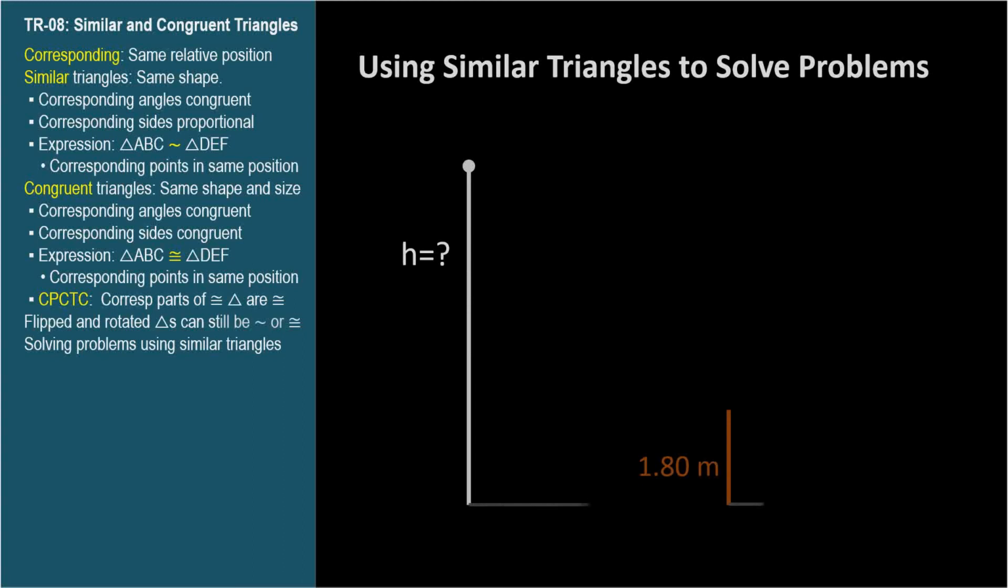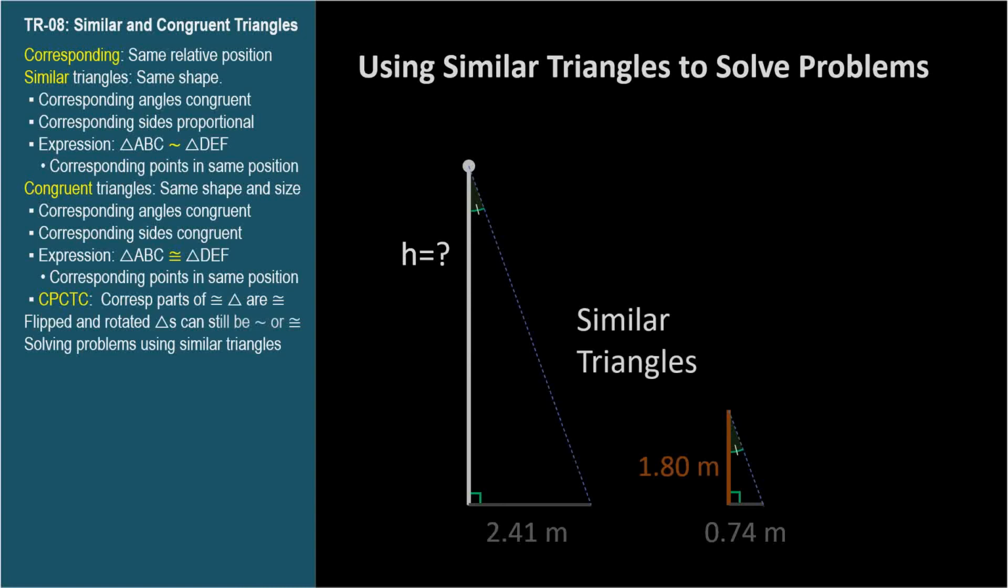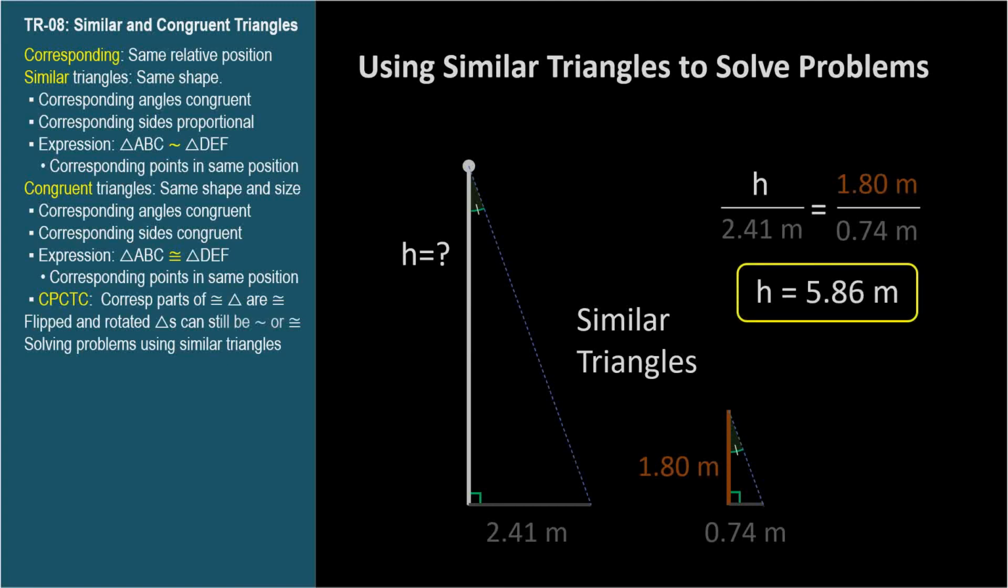We measure the shadow cast by both objects and construct triangles as shown. Since the sun's rays strike both objects at the same angle, and both triangles are right triangles, all 3 corresponding angles are congruent, so the triangles are similar. The lengths of the corresponding sides are proportional, so we can take the ratio between the 2 sides, h over 2.41 meters, and equate it to the ratio of these 2 sides, 1.80 meters over 0.4 meters. Isolating the variable algebraically yields the flagpole's height of 5.86 meters.